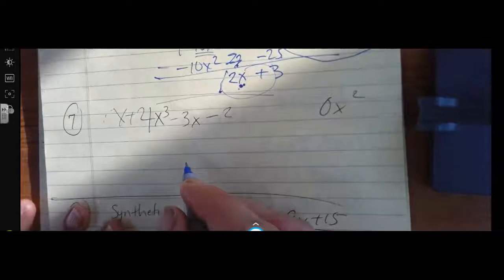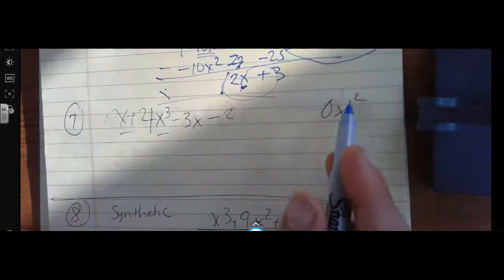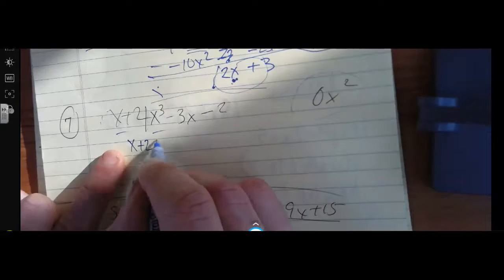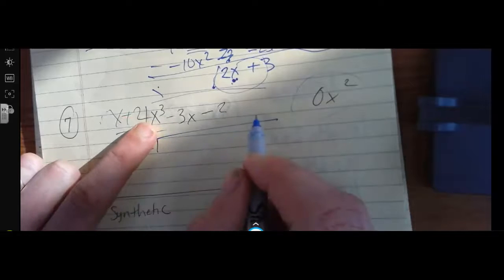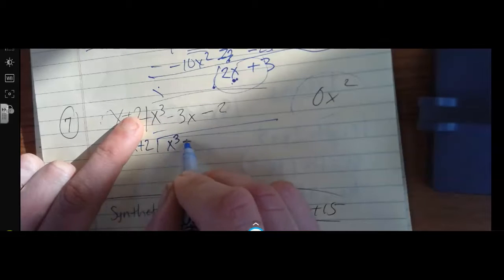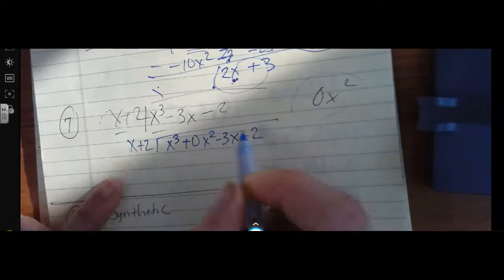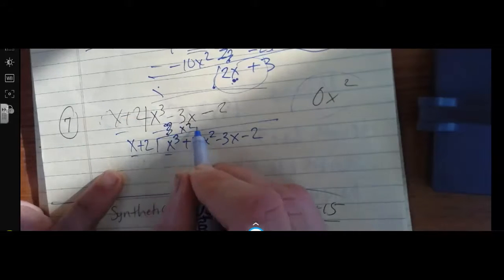Okay, let's continue here with number 7. X into x cubed goes in x squared. Now be careful here. We are missing a 0x squared, so we have to put that in. So x plus 2. We need a placeholder. We have to put a place for x squared. If we leave that off, we're going to make a mistake. We put 0x squared minus 3x minus 2. Then we divide it in exactly, and we're going to get x squared.